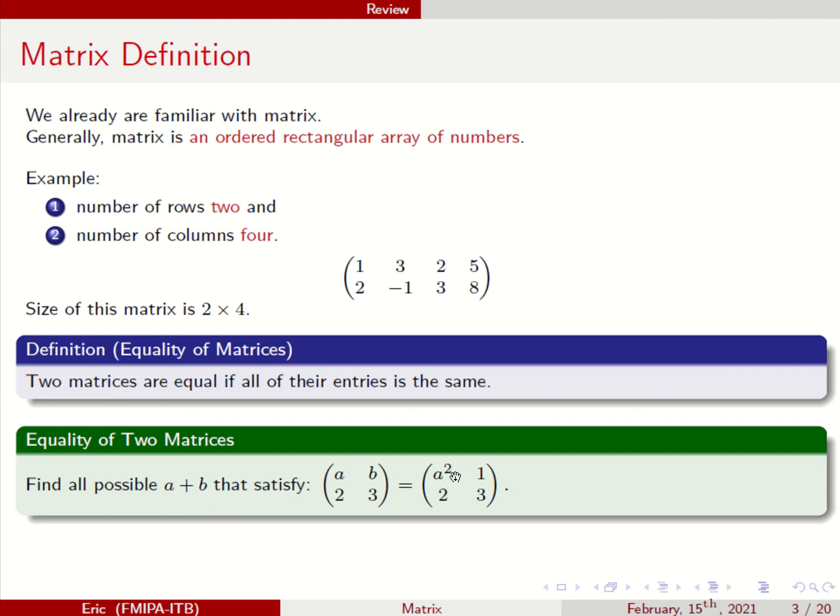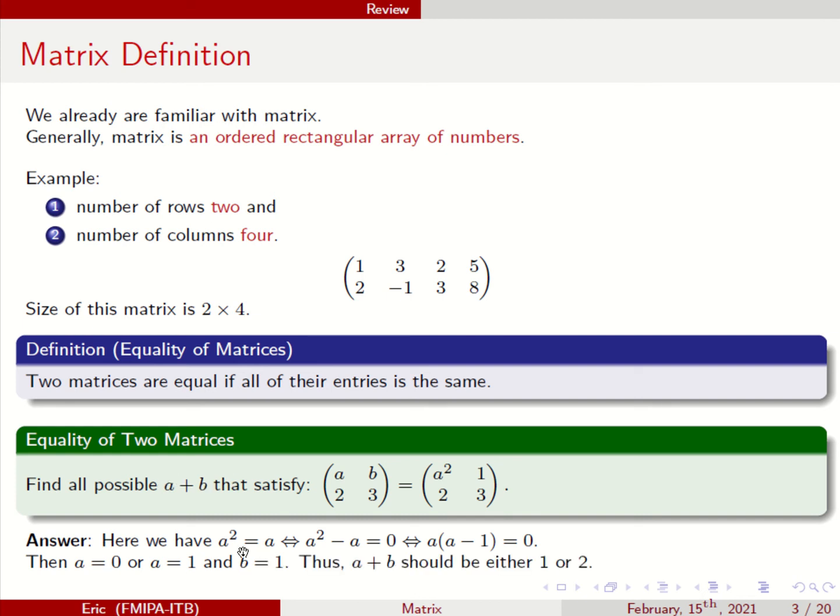If you have two matrices that are the same, all the entries component-wise should be the same. So you have A should be equal to A squared, so A squared equals A. Don't forget, here you have to factorize: bring it to the left hand side and factorize. You have A equals 0 and A equals 1. Don't forget you cannot cancel out A. If you cancel it out, you lose one of the solutions, that is A equals 0. So you have A equals 0 and A equals 1, but B should be 1. So the possible A plus B is 0 plus 1 or 1 plus 1. That is 1 or 2.